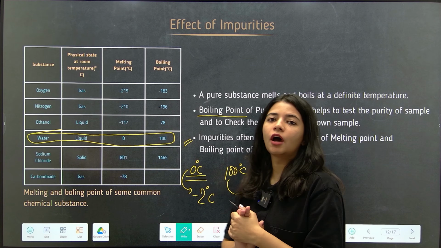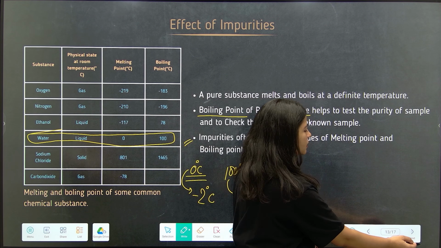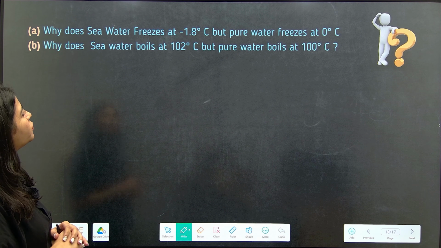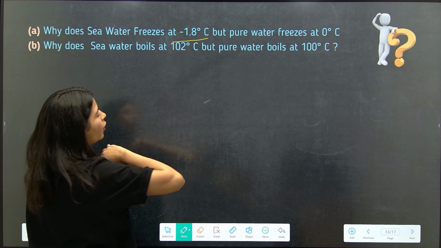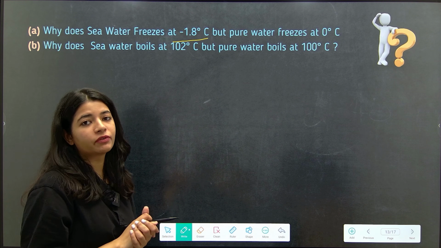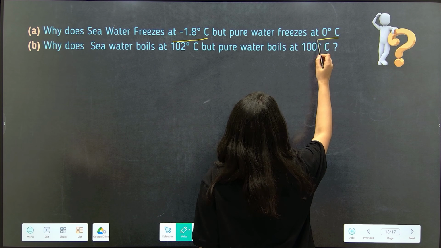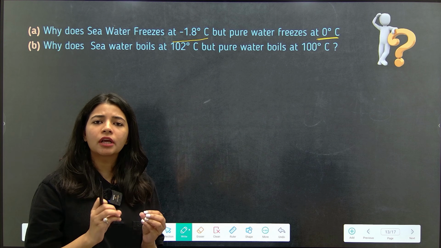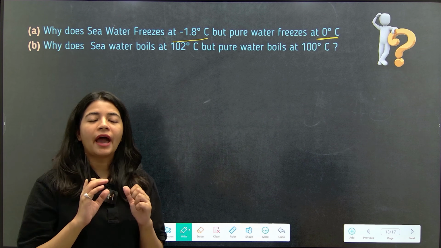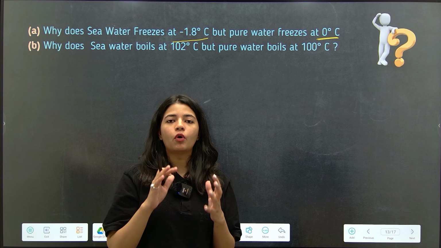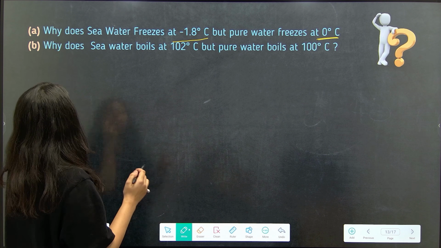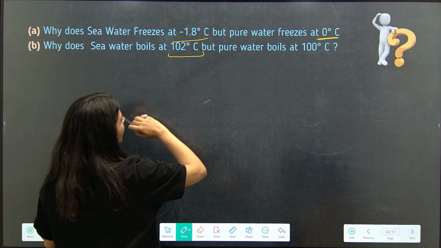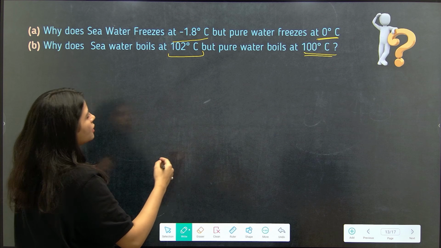All right, students, now let's try doing a few questions on this topic. The question says, why does seawater freeze at -1.8 degrees Celsius but pure water freezes at 0 degrees Celsius? As I told you in your earlier slide also, each pure substance has a particular value of boiling and melting point, and when impurities are added to it, the values change. And the B part also, why does seawater boil at 102 degrees Celsius but pure water boils at 100 degrees Celsius? So what will be my answer?